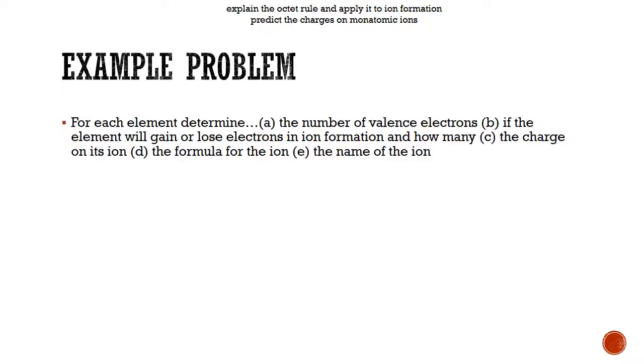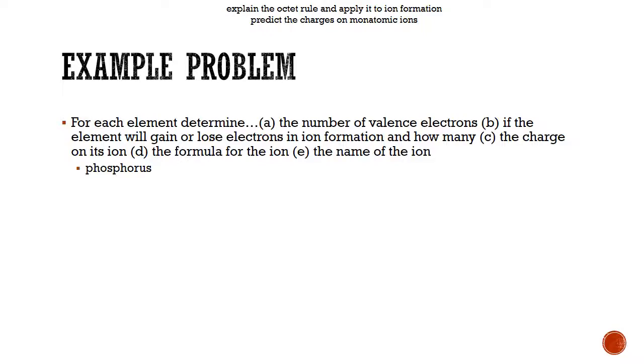All right, here's an example problem dealing with this stuff we've learned about so far. For each element, determine the following. A, the number of valence electrons. B, if the element will gain or lose electrons in ion formation, and how many. C, the charge on its ion. D, the formula of the ion. And E, the name of the ion. So here are just a couple of examples with this.